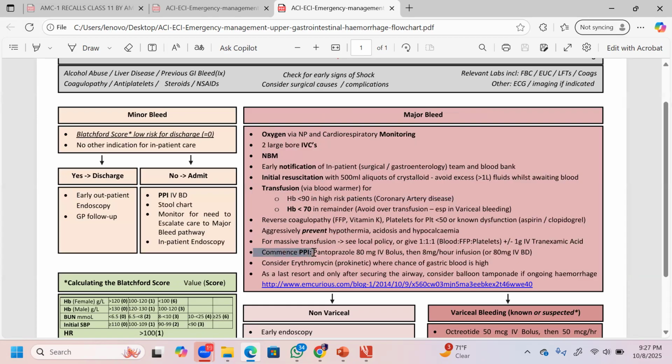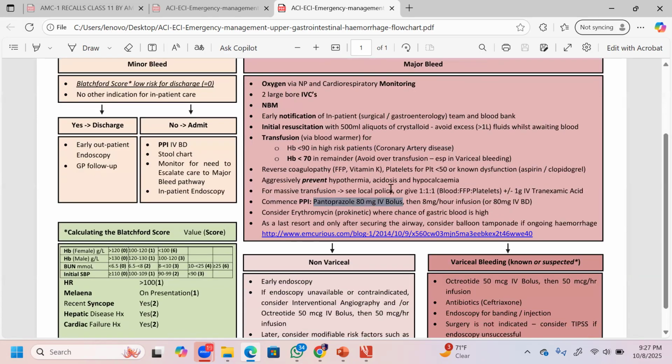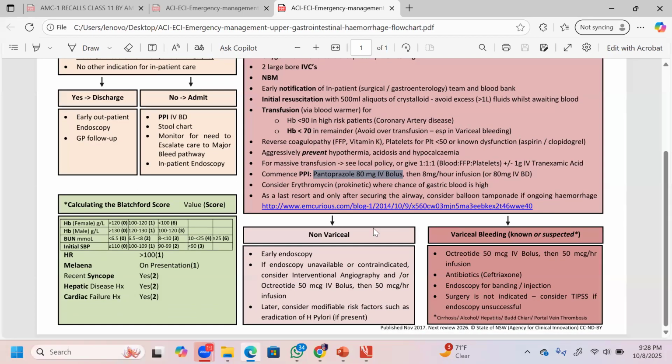A question comes from this. You have to commence PPI, pantoprazole, 80 mg IV bolus. The dose is not important. So the next step is pantoprazole. Next, you have to classify whether it is a non-variceal or variceal bleed. This one is important. Questions come from this box.